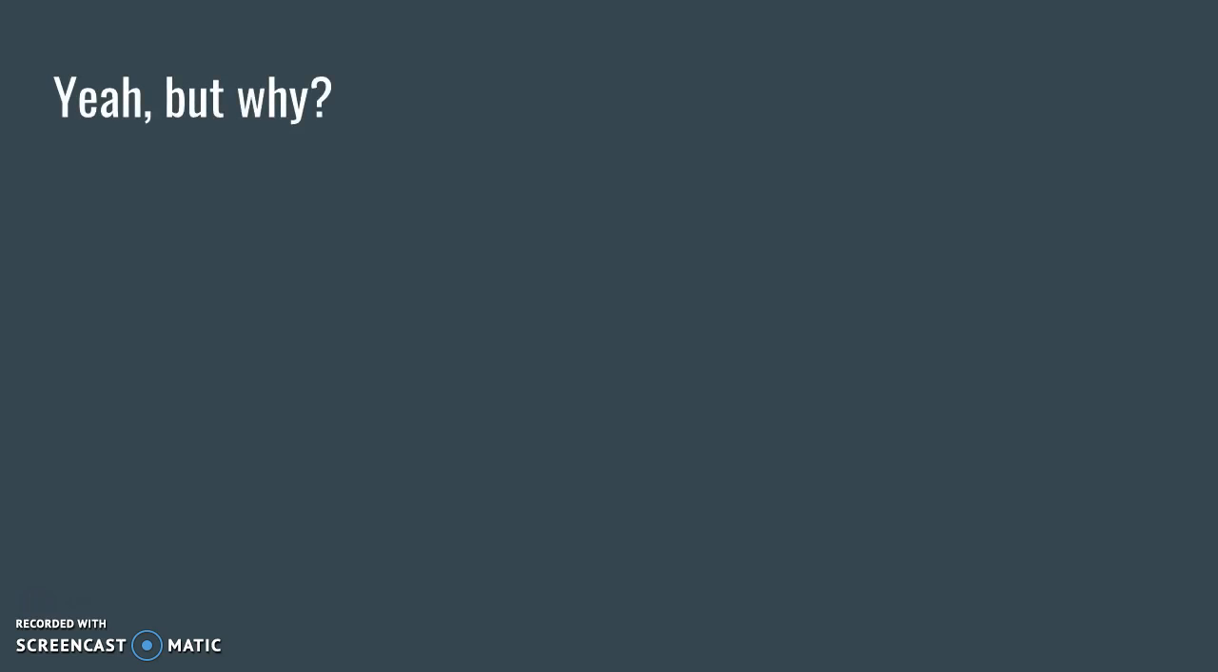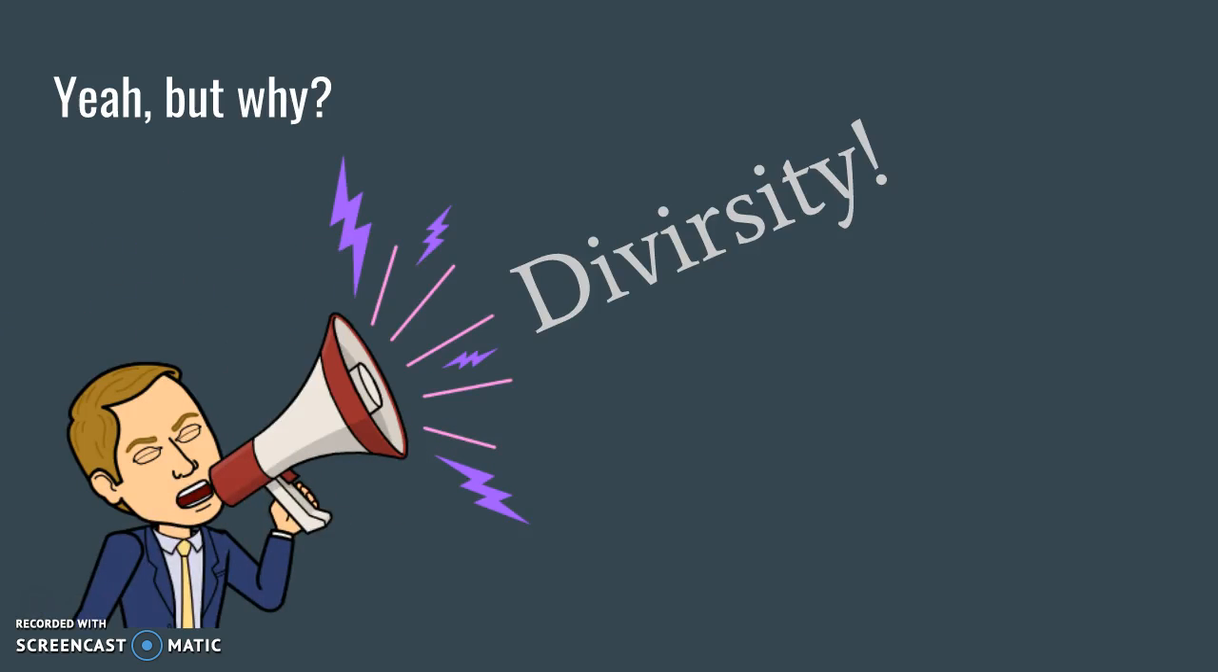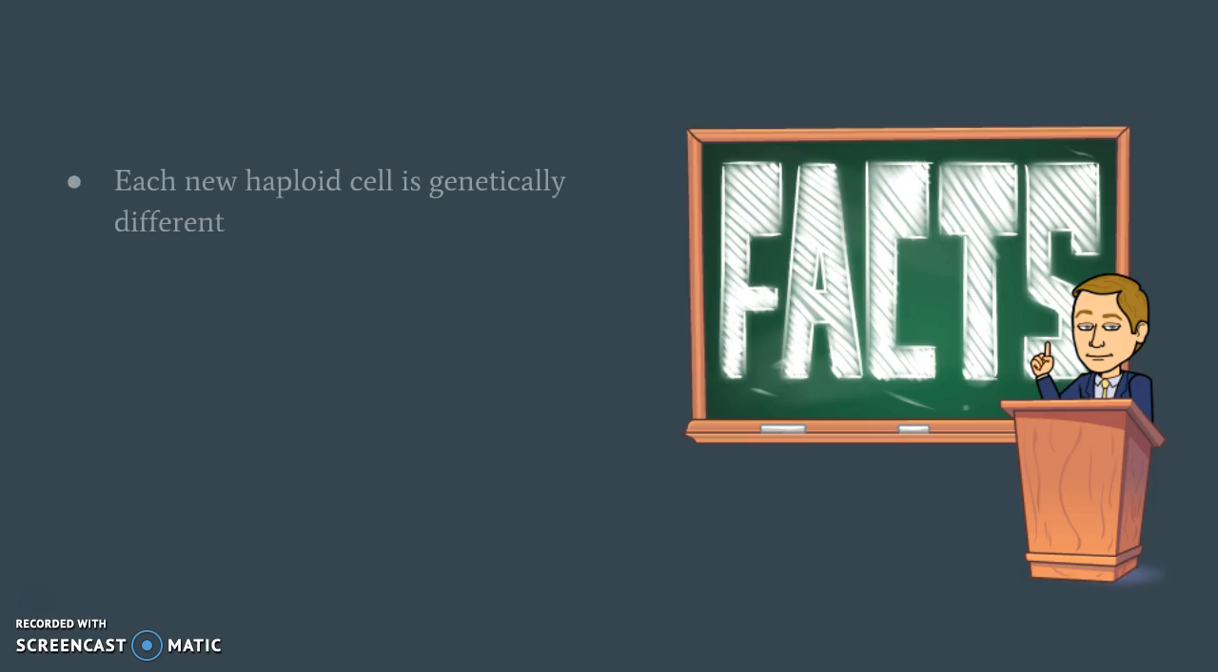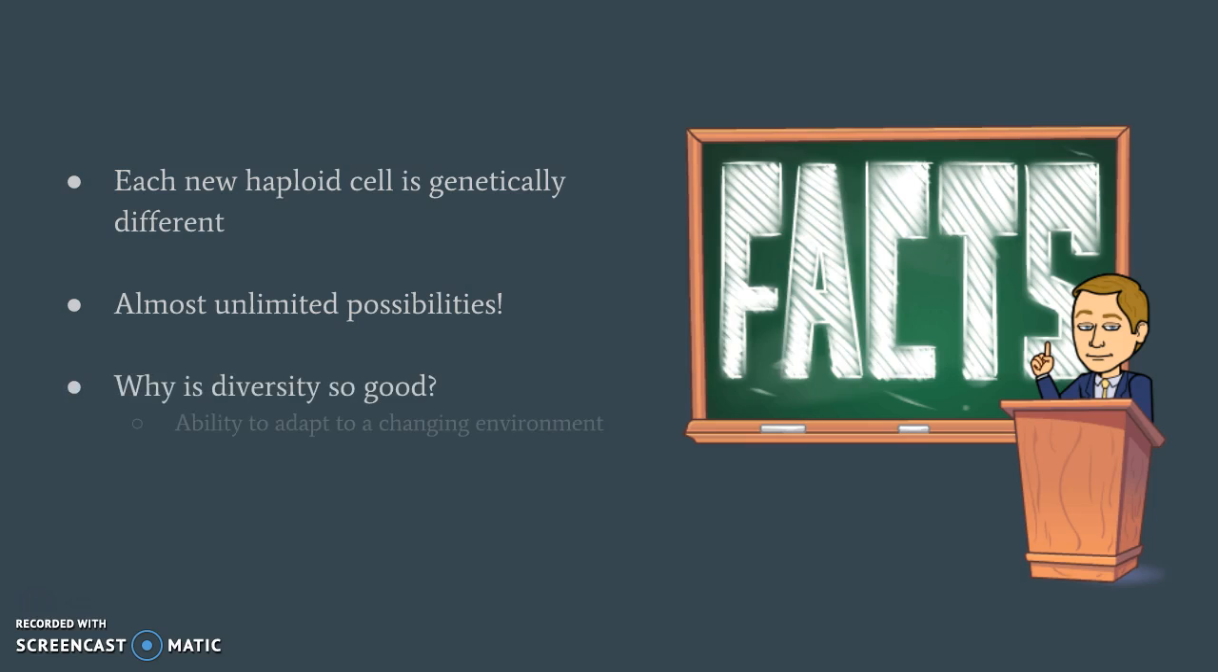Okay, so again, why? Well, it all comes down to diversity. This creates diversity. Why is diversity good? Well, let's throw some facts at you here. Each new haploid cell is genetically different. I keep saying that over and over again because it's important to remember. Now this creates almost unlimited possibilities and variation that we can see within a species. That's why we see people don't always look alike. We don't all look alike. There are differences between us all. But why is that good?